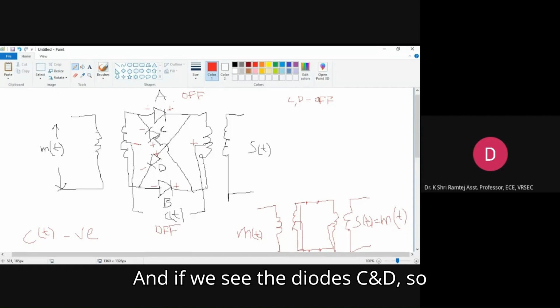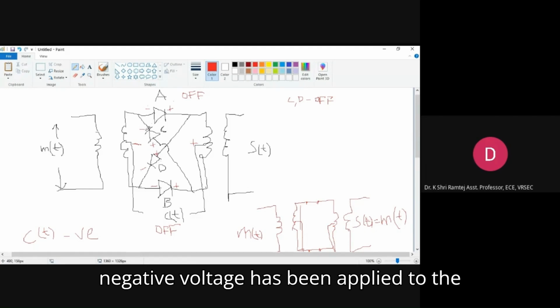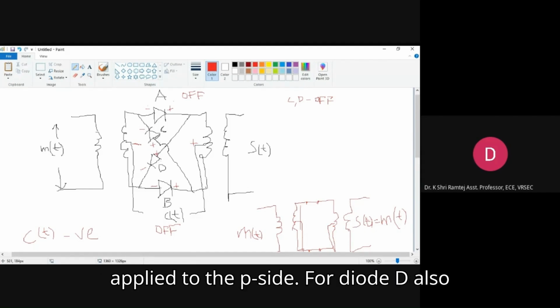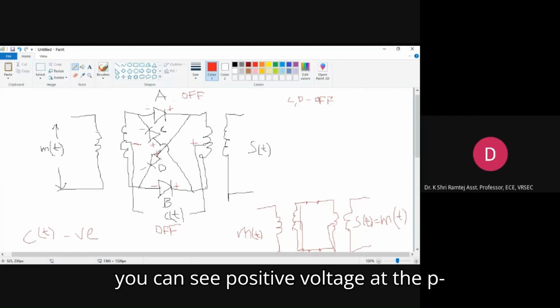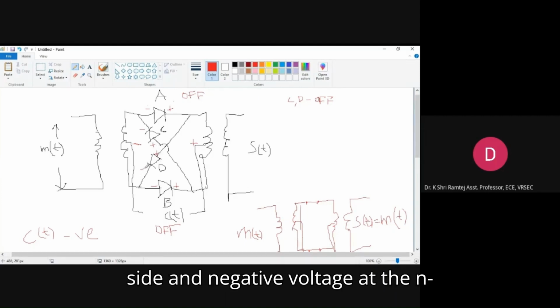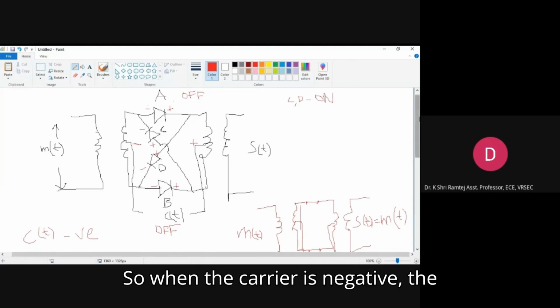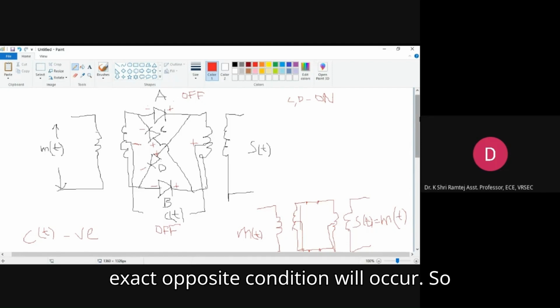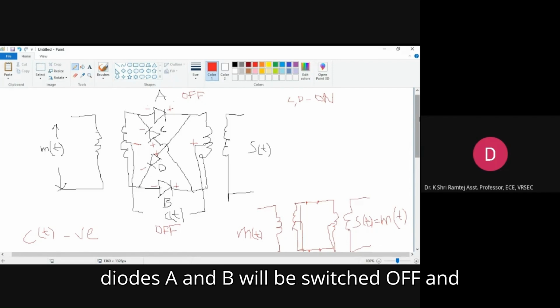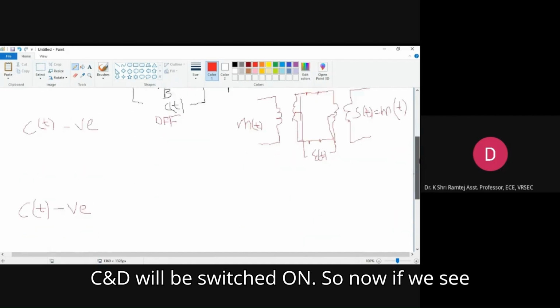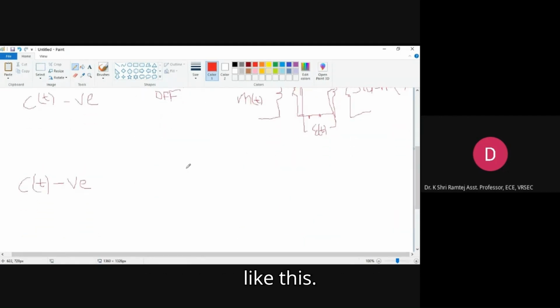And if we see diodes C and D, negative voltage has been applied to the N side and positive voltage has been applied to the P side. For diode D also, you can see positive voltage at the P side and negative voltage at the N side. So these diodes C and D will be switched on. So when the carrier is negative, the exact opposite condition will occur. Diodes A and B will be switched off and C and D will be switched on. Now if we see the circuit, it will look something like this.